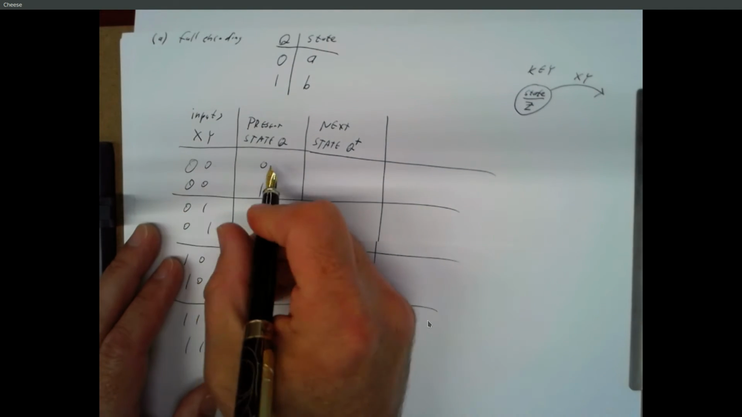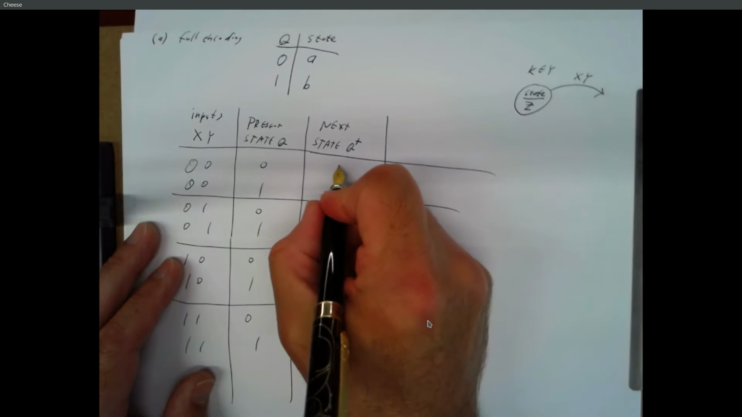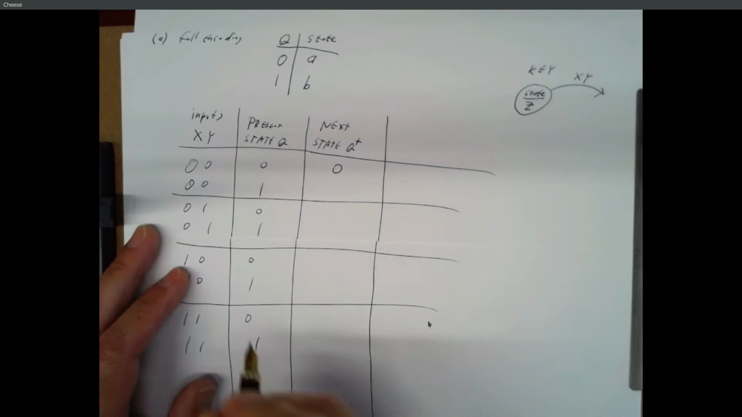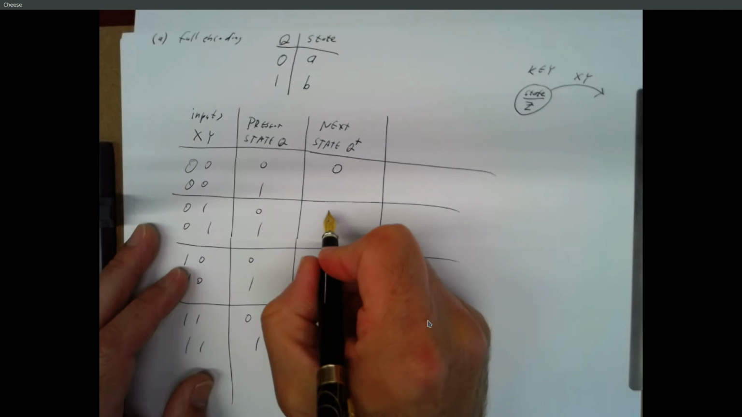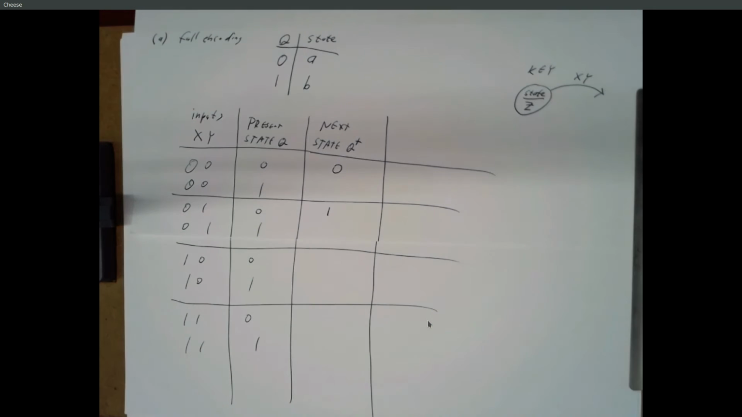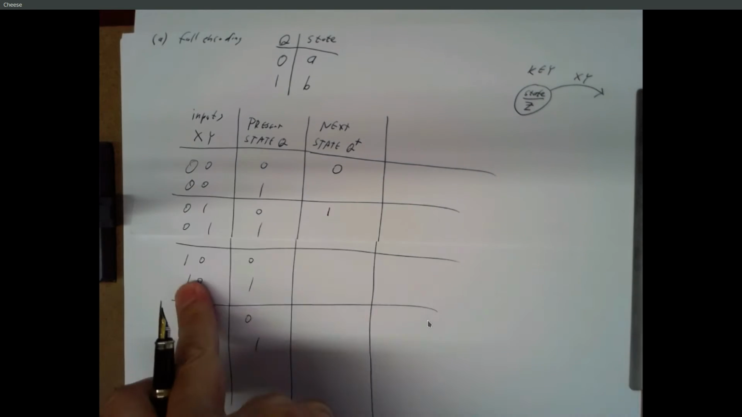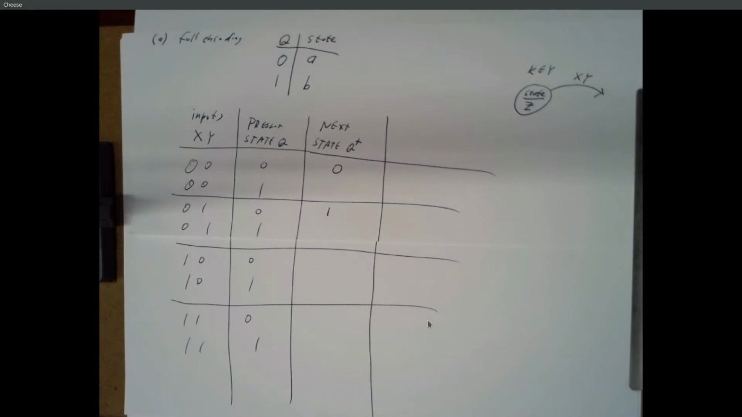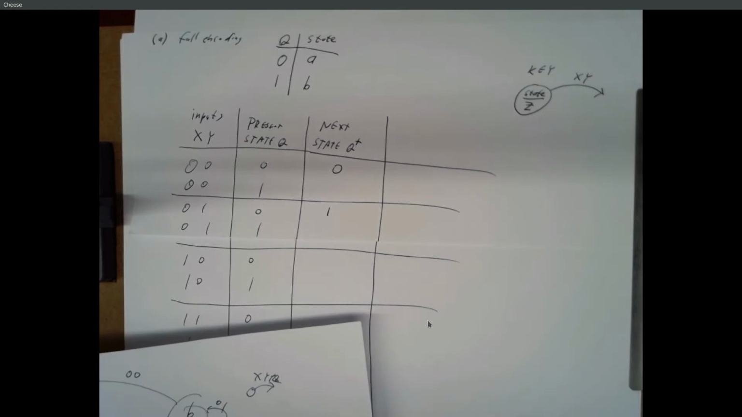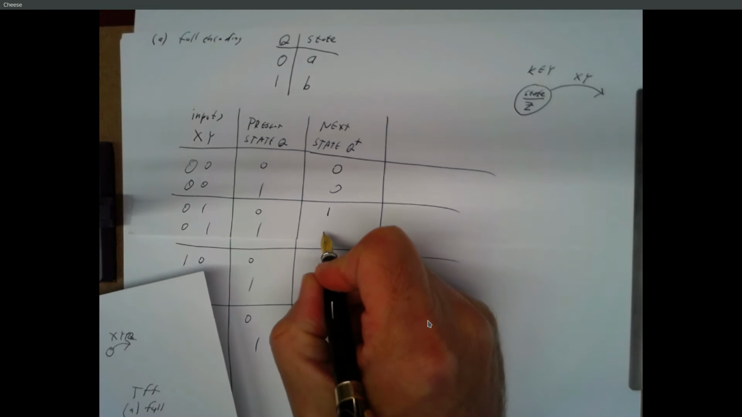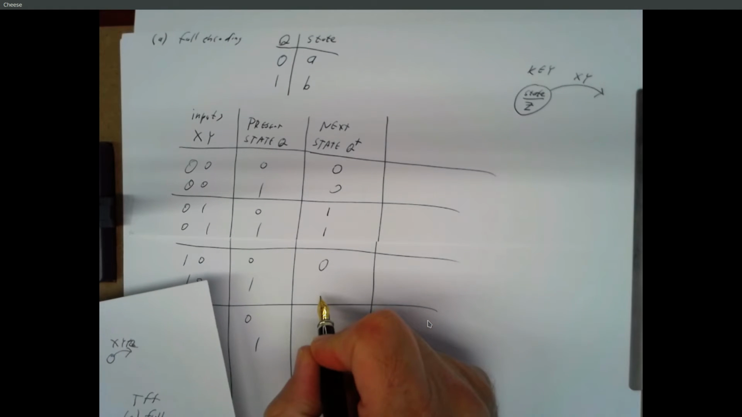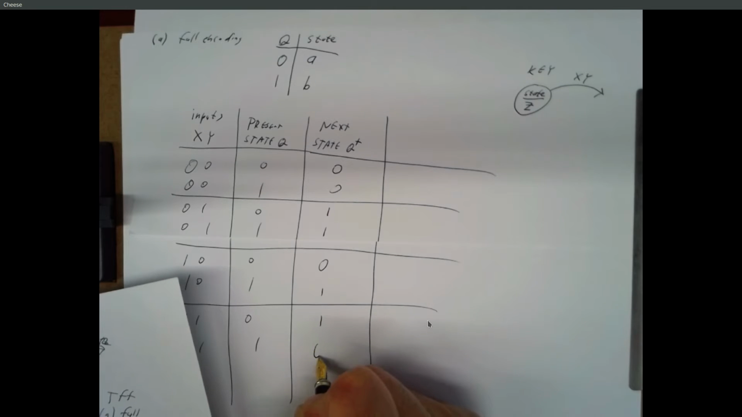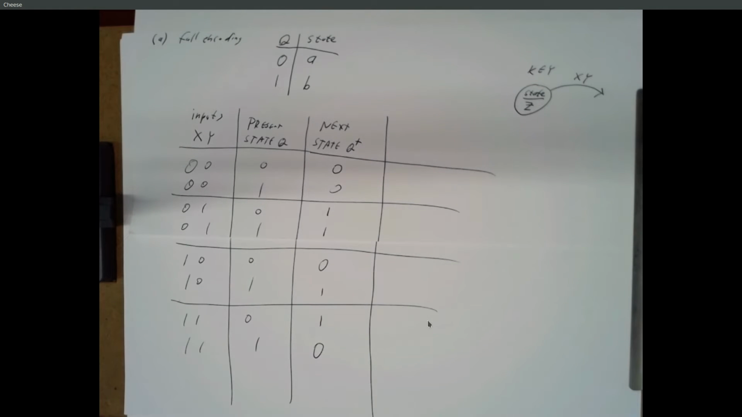So if you're in state 0 and your input is 0, 0, your new state's going to be 0. If you're in state 0 and your input is 0, 1, your new state's going to be B. And so on. So you fill in this whole table based on present state and inputs. So barring typos, that turns out to be your next state.